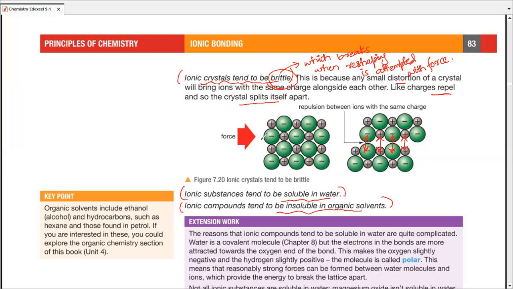And there is a perfectly good reason behind it. Whenever we try to apply some force, instead of attractive forces, this results in repulsive forces, and repulsive forces break the whole crystal apart.